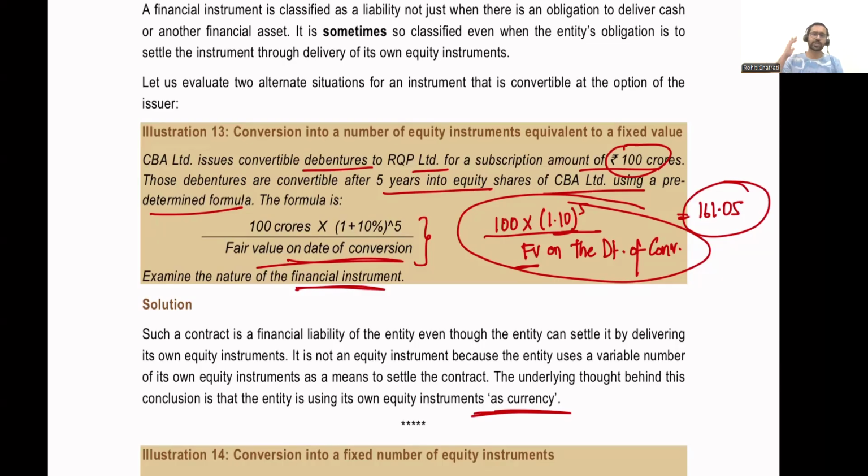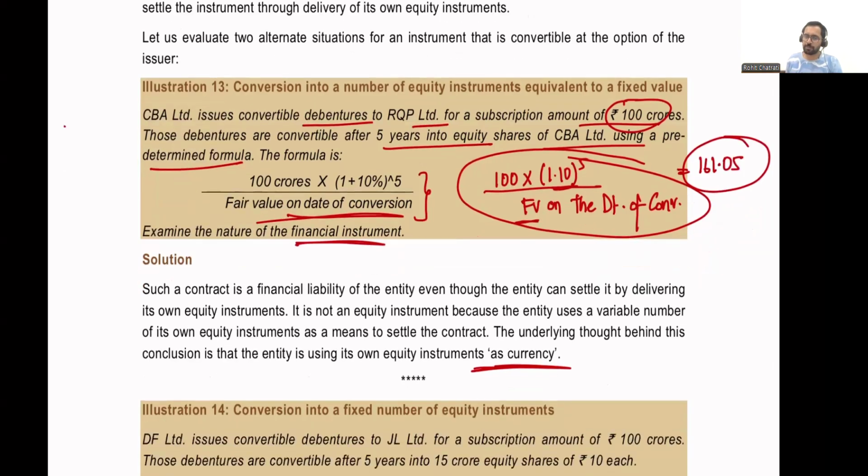After 5 years, when I issue equity shares, the liability will get derecognized and I will record equity on that date. But today, I will be recording this as a financial liability for 100 crores. The journal entry for this will be bank account debit 100 crores to financial liability 100 crores. So that is with regards to illustration number 13.